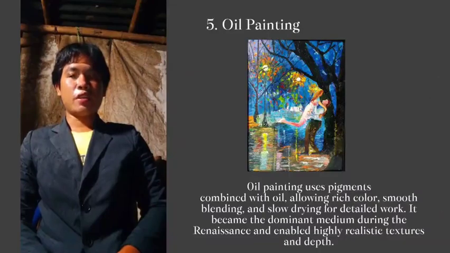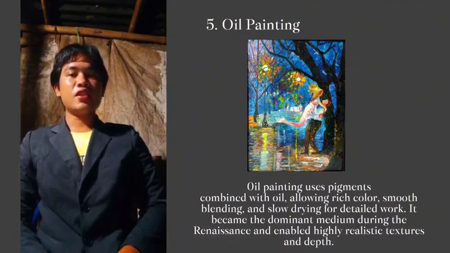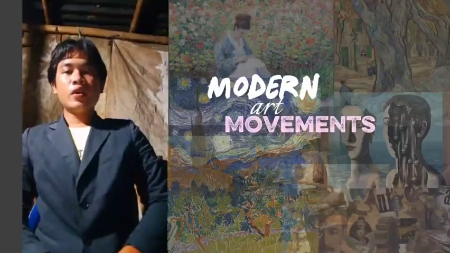Number 5. Oil painting. Oil painting uses pigment combined with oil, allowing rich color, smooth blending, and slow drying for detailed work. It became the dominant medium during the Renaissance and enabled highly realistic texture and depth.